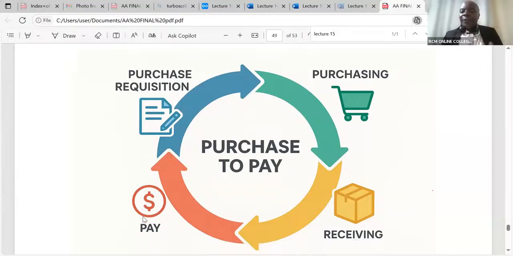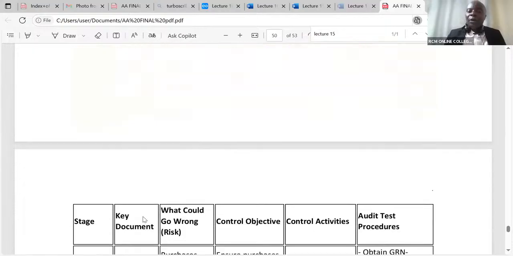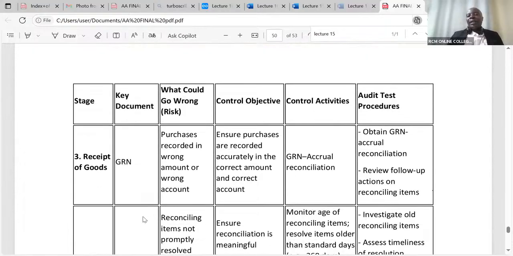So as an accountant, I mean, as an auditor, you must understand this cycle very well, because it is out of this cycle that we shall be able to put down our internal control system. So I start with stage number 3. And you must also understand the key documents.